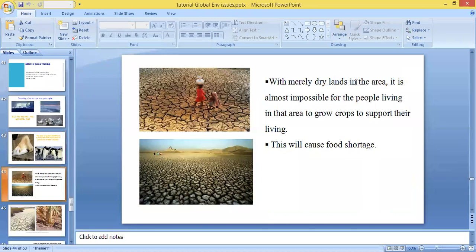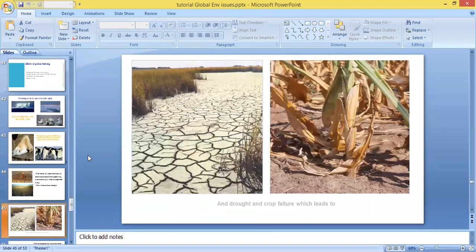With merely dry lands in the area, it is almost impossible for the people living there to grow crops to support their living. This will also cause a food shortage. If water is not available and higher, warmer temperatures are there, then in areas where there is no water supply, people will not be able to do any type of cultivation. So it will cause a food shortage overall. Here is a picture, and the drought and crop failure will happen.